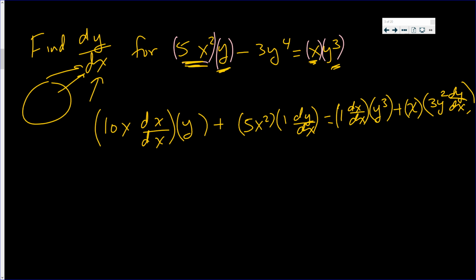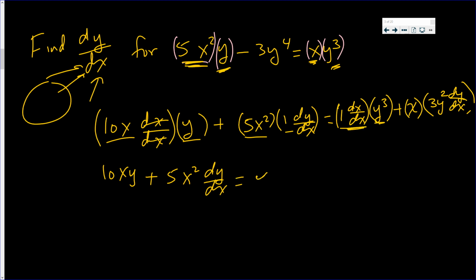Let's clean this up a little bit. This is pretty much 1. 10x times y is 10xy, plus 5x squared times 1 is 5x squared times dy/dx, equals this 1 times y cubed plus x times 3y squared, which is 3xy squared dy/dx.